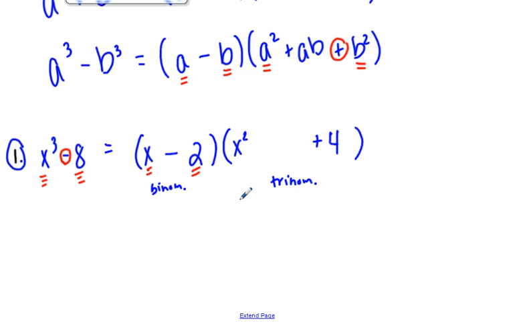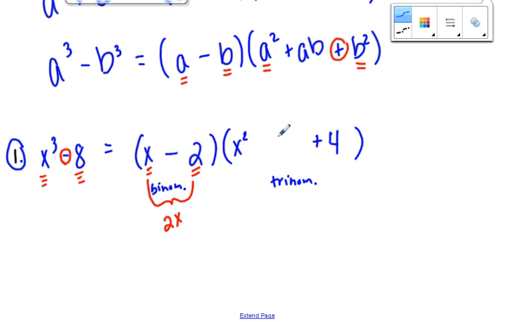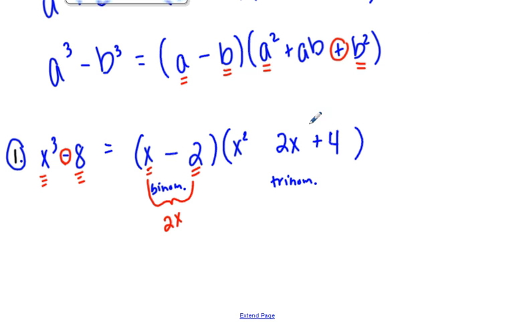The last thing that I'll do to get my middle term is multiply x times 2, which gives me 2x in the middle, and change the sign from what was in the binomial. So my binomial had a minus sign, and I'm going to make this a plus sign. So my answer is x minus 2 times x squared plus 2x plus 4. Let's try another problem.